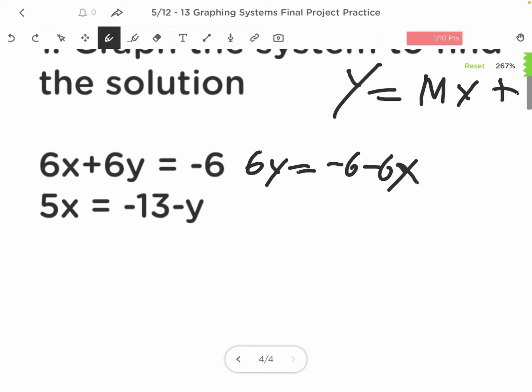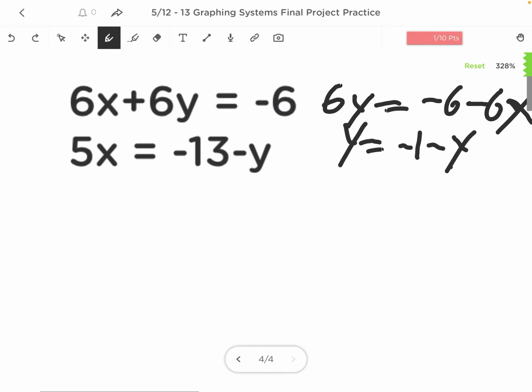Then 6y is still not by itself yet. This is still 6 times y, so we're going to divide both sides by 6. Make sure that the y is by itself, with nothing connected to y. So if you divide both sides by 6, it will be y equals negative 1 minus x.